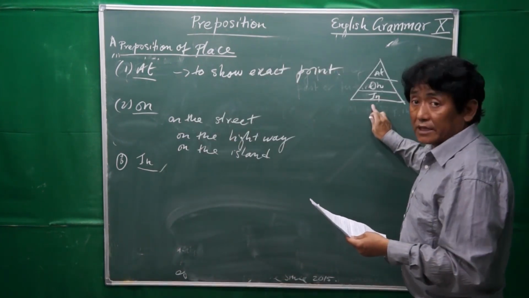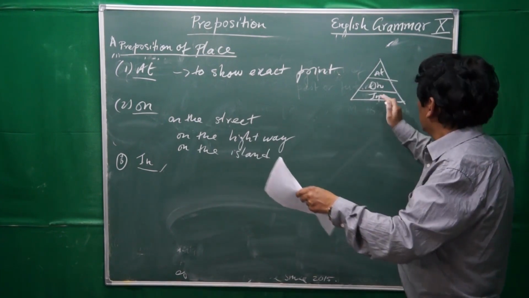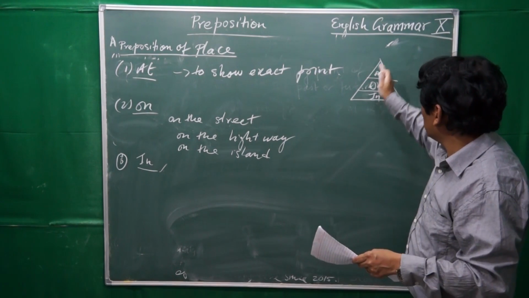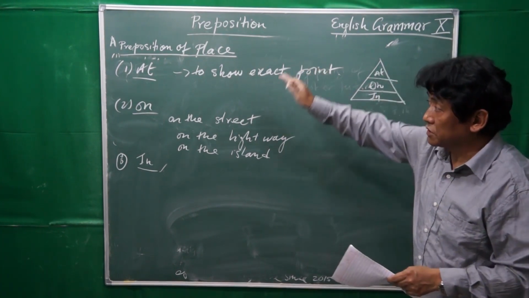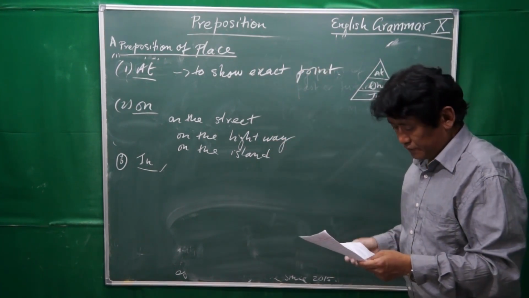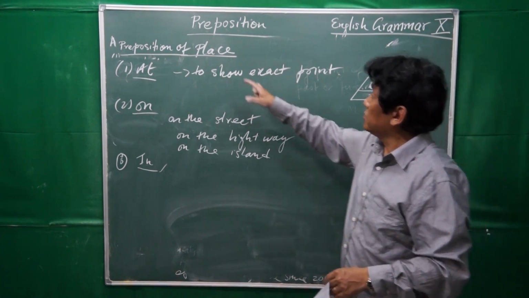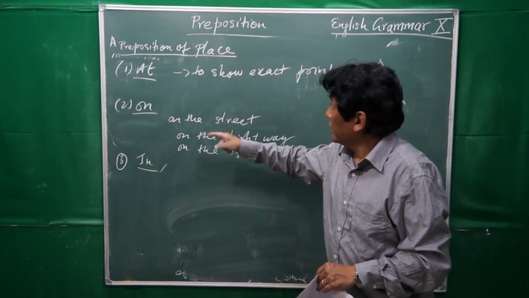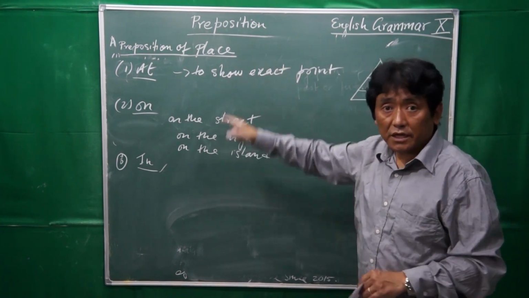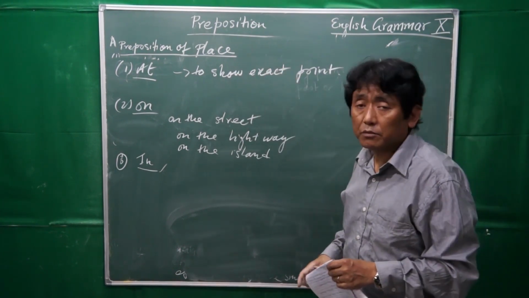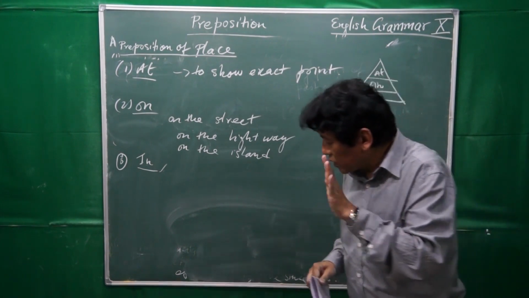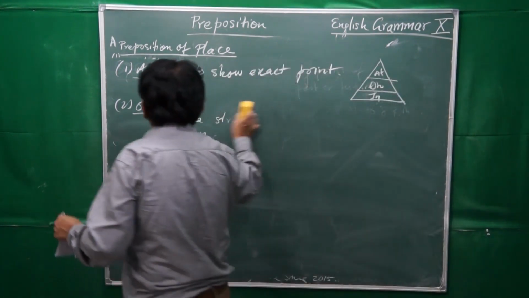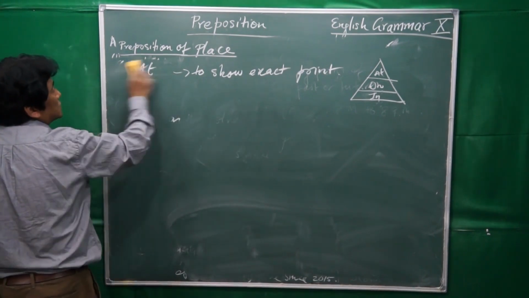That is why we say that in is the biggest area, on is medium, then at is the smallest. This is how you can understand the usage of at, on, and in. Okay, that is the preposition of place. We use prepositions at, on, in as the preposition of place, like this. Then we have preposition of position also. It's somewhat same like place, but it differs a bit. I can show you that.